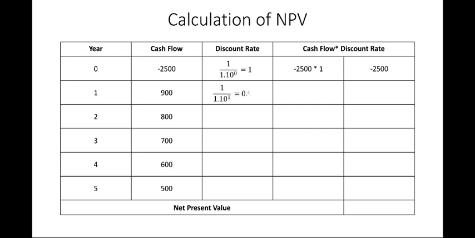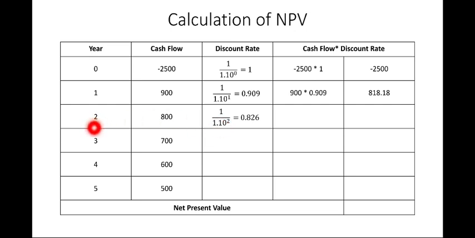Similarly, in the second row, the discount rate would be 1 upon 1.1 raised to the power 1. Again, since it happens in the first year, it is raised to the power 1. On dividing 1 by 1.1, we get 0.909. Now multiplying the cash flow, that is 900, by 0.909, we get 818.18.